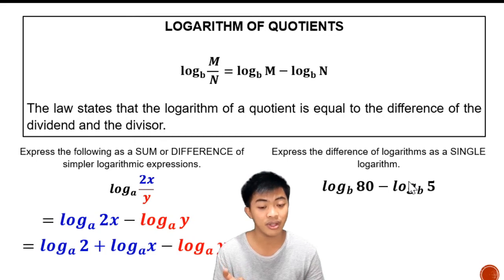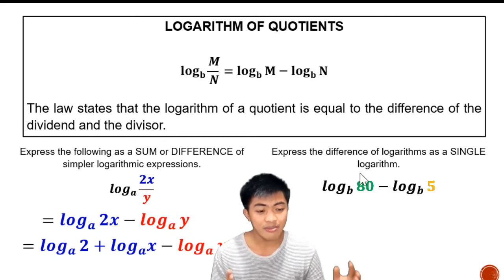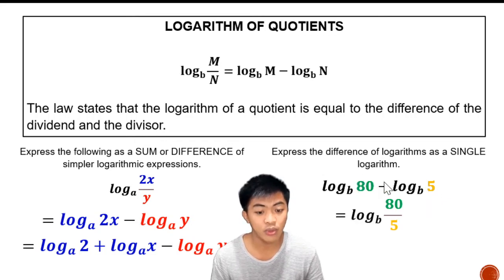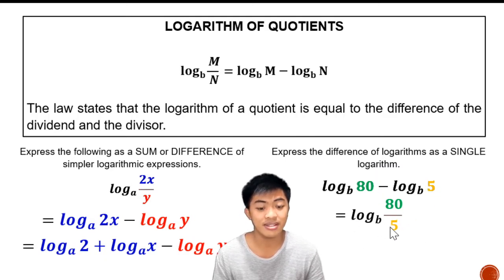Now, this is what we're going to do. If we combine this, 80 will be the dividend and 5 will be the divisor. So 80 will go on top, 5 will go on the bottom. And this is not a final answer because we can still simplify this fraction right here. 80 divided by 5 is 16. Okay, so that is the final answer.